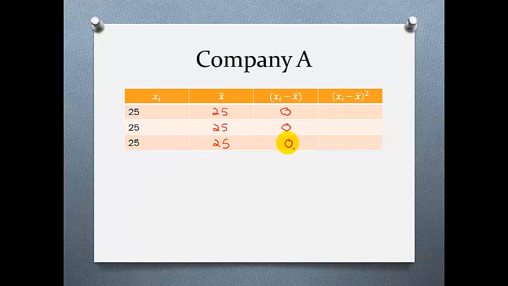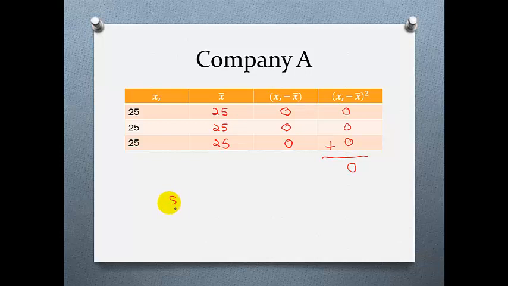This is a really boring example because all the values are the same. We'll get to a more interesting example here in a minute, but let's work this all the way through just so that we can see the steps. The last column, we square our values. 0 squared, 0 times 0 is 0. 0 squared is 0, and 0 squared is 0. We're going to add those values together. Told you this was a boring example. 0 plus 0 plus 0 is 0.